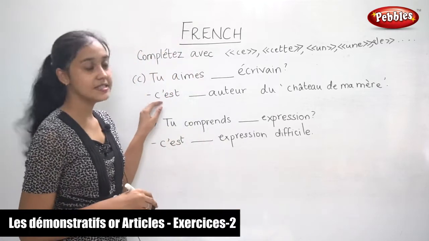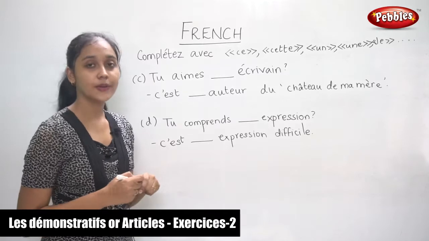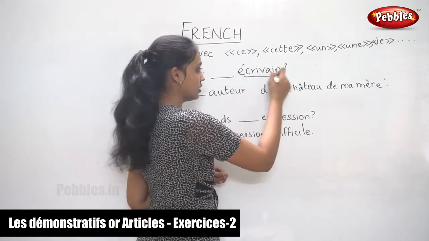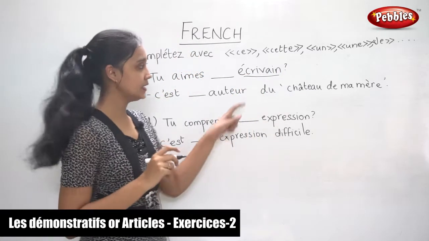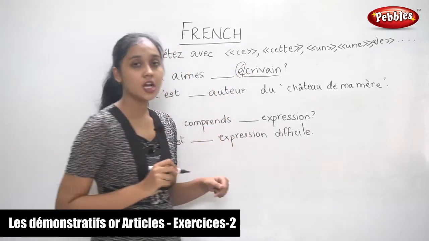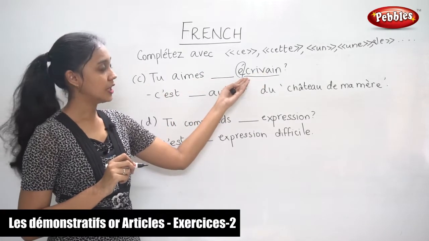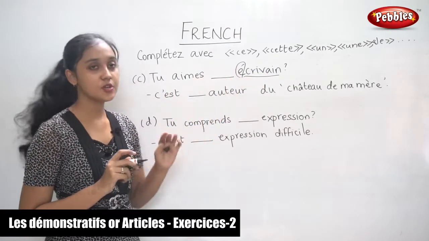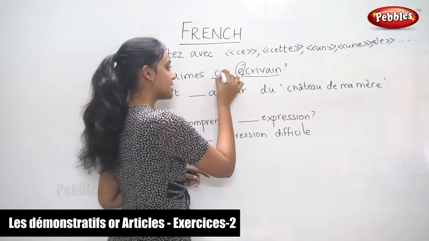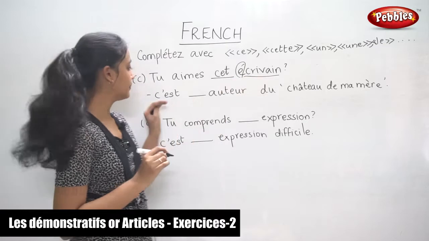So the next sentence, "Tu aimes ___ écrivain." Now we have to look at the noun. It is masculine, singular, but it begins with a vowel. So, you like this writer. So it begins with a vowel. Which demonstrative do we use? We use cet. Tu aimes cet écrivain?